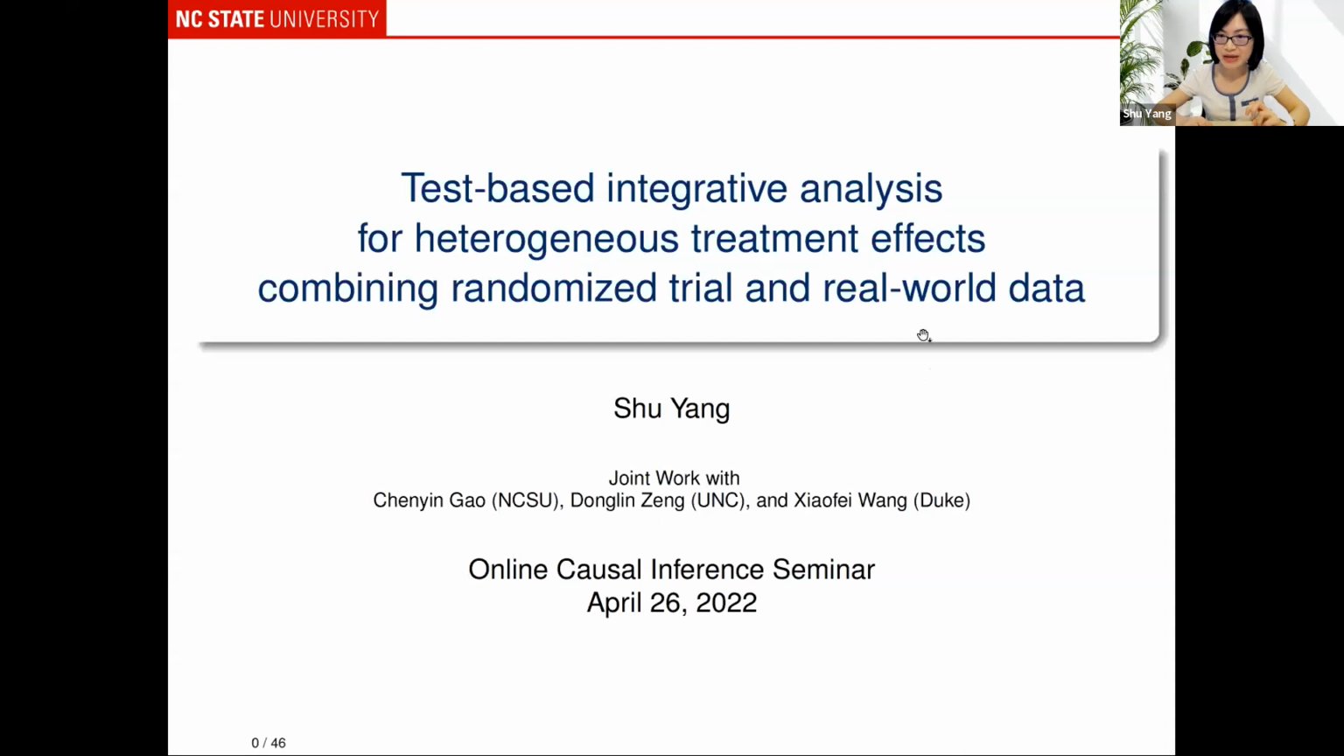Real-world data here really means observational data for heterogeneous treatment effect estimation through test-based integrative analysis. And this is a joint work with Cheng Gao from NC State, Dongling Zheng from UNC, and Xiaofei Wang from Duke. And Xiaofei is here to handle Q&A.